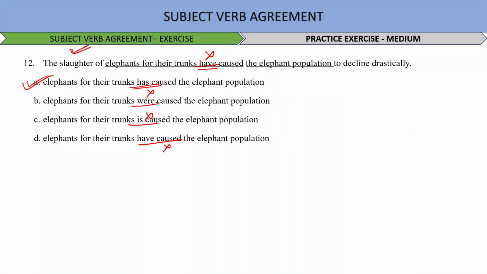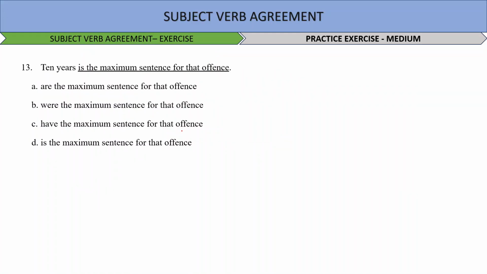Now, moving on. 10 years is the maximum sentence for that offense. So the question says that the period of time which is used here is appropriate and should be followed with singular verbs. So hence this sentence is appropriate, but where is the alternative in the sentence? That's not an alternative, that's the same thing which is written, and that is why we are marking the answer as D.